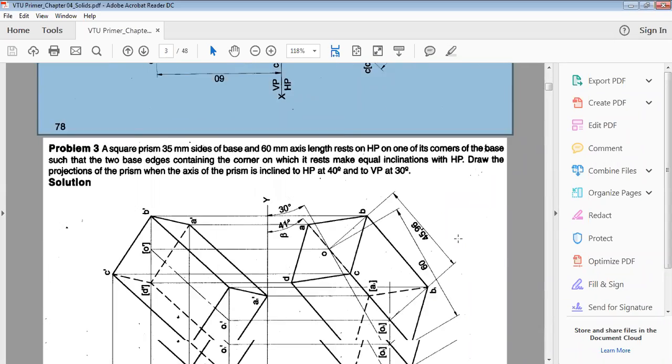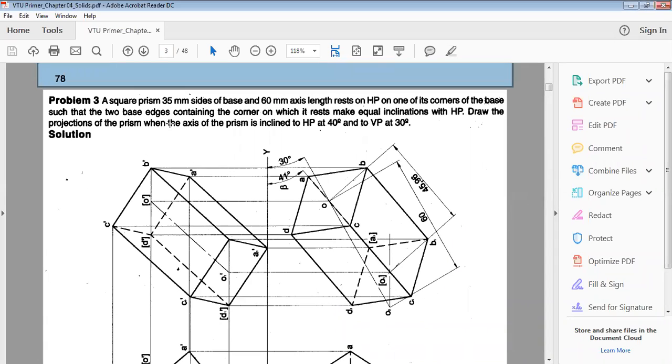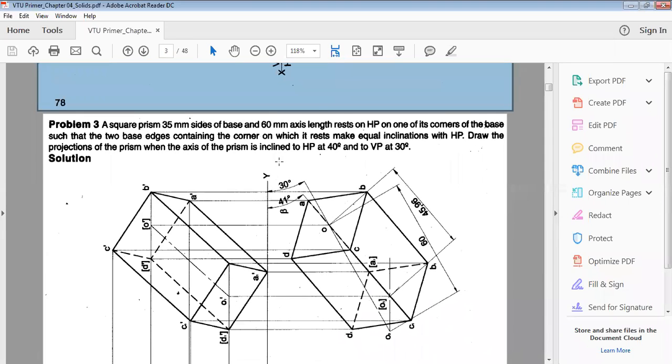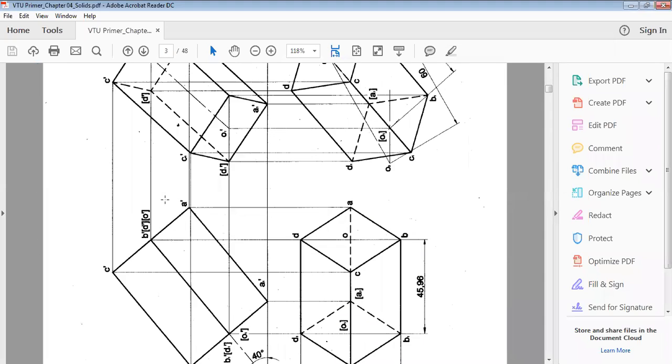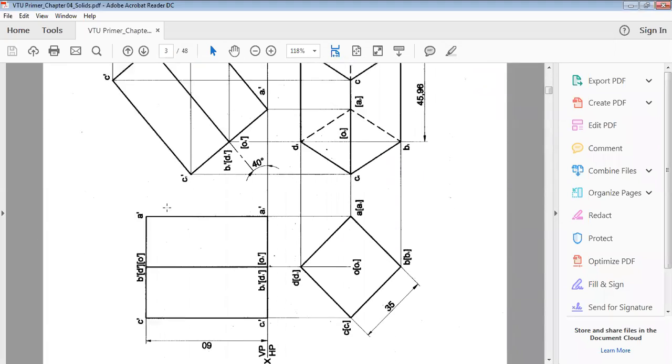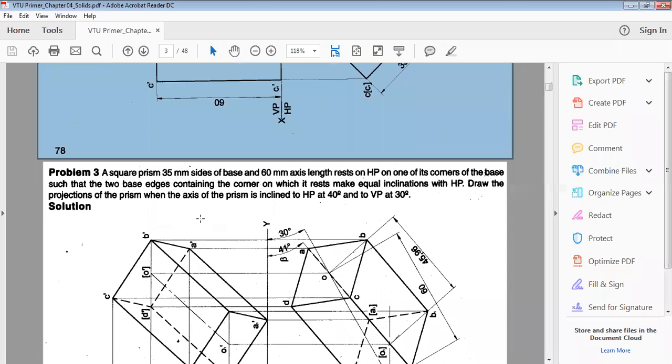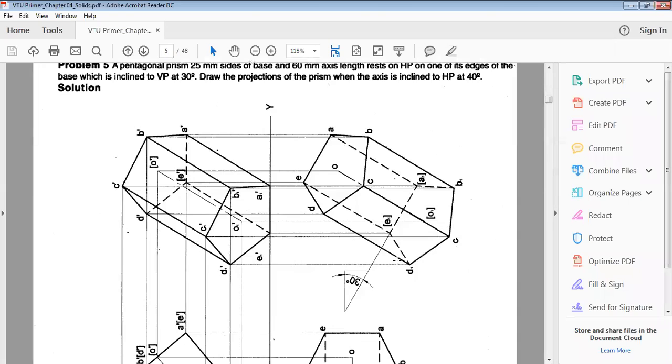So now we'll move on to the next one. A square prism, 35 mm side of base and 60 mm axis length, rests on HP on one of its corners of the base, such that... so it is also similar to that only. Let us take this problem. What is being given is a square prism of 35 mm sides of base, 60 mm axis length. So this is an alpha and beta kind of problem. We will do it later. But before that, we will do one more problem.